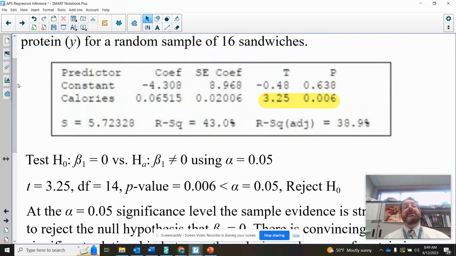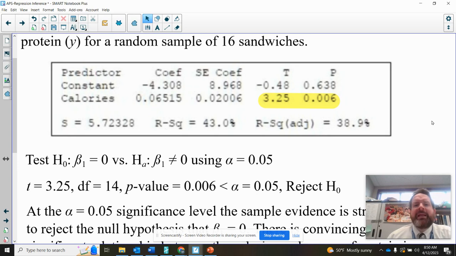Now, you would need other information to check the conditions for inference. Sometimes the question itself may even say, assume the conditions for inference are met. That just means you don't need to do that check. But you should still list hypotheses, check conditions if they're not already done for you, give the same information, and there you go.